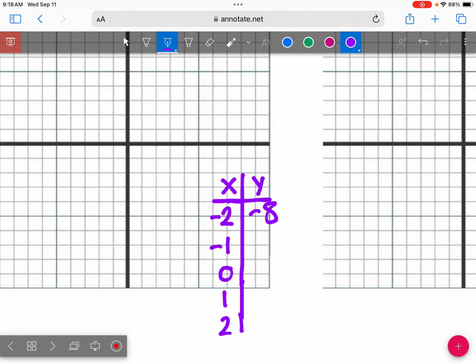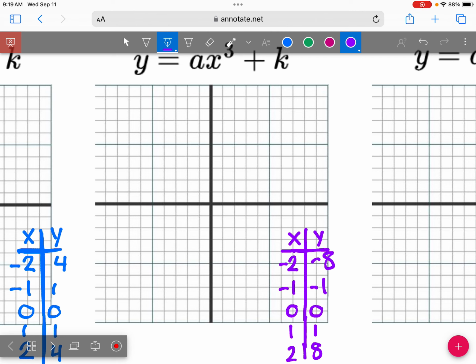How about -1? -1. How about 0? 0. +1. +2. +8. And I know your graphs only go to 6. You can put your dot just a little bit off.